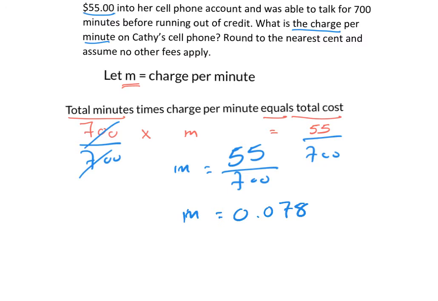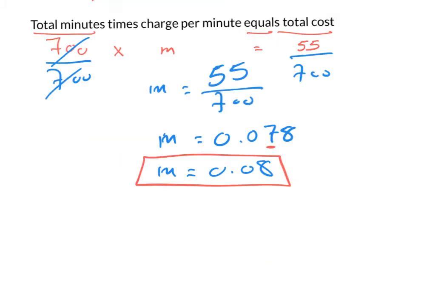And they're asking us to round to the nearest cent, right? So by rounding this one to the nearest cent, it's gonna be 0.08. Now remember, because we have 7, and next to the 7 we have 8, and it's greater than 5, so we're just gonna round it up to the next number, which would be 0.08. So the charge per minute that Kathy would pay is 8 cents per minute.